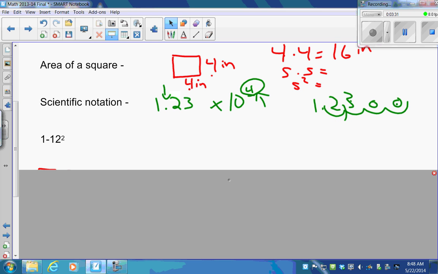Now, I want you to pause this recording and number 1 through 12, all the way down, 1 through 12, go. All right, so for each number 1 through 12, I would like you to square them. Pause it again and square each number. Go.